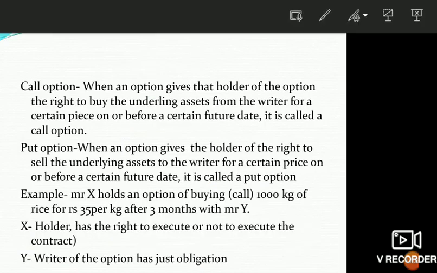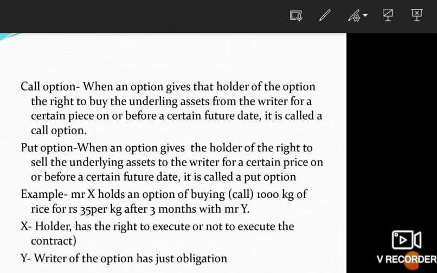So option, there are two types: call option and put option. When an option gives the holder of the option the right to buy the underlying asset from the writer for a certain price on or before a certain future date, it is called a call option. When an option gives the holder the right to sell the underlying asset to the writer for a certain price on or before a certain future date, it is called the put option.